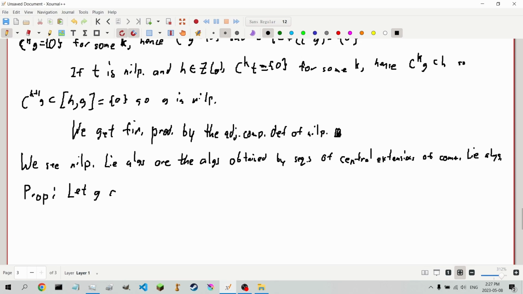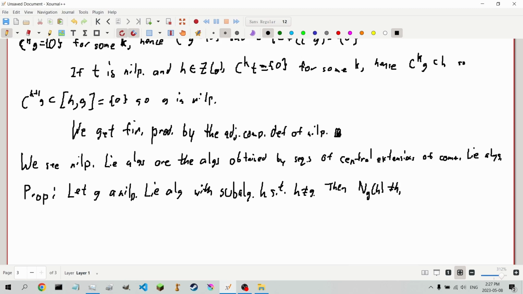Let G be a nilpotent Lie algebra with subalgebra H such that H is not G. Then the normalizer in G of H is not H. And recall that the normalizer is just the set of elements in G such that the bracket of G with H is contained within H.